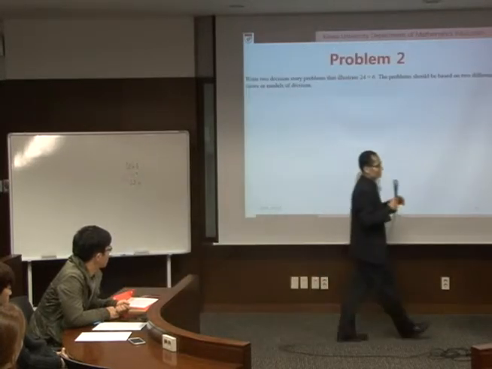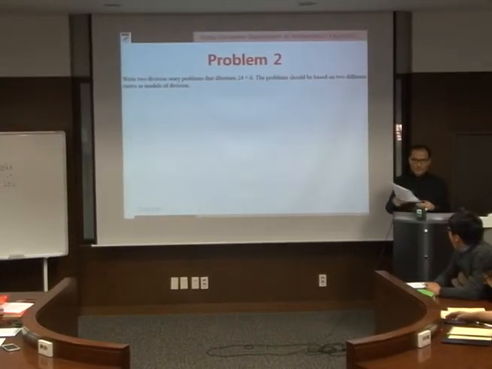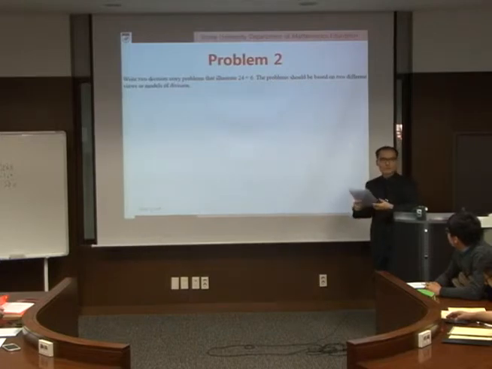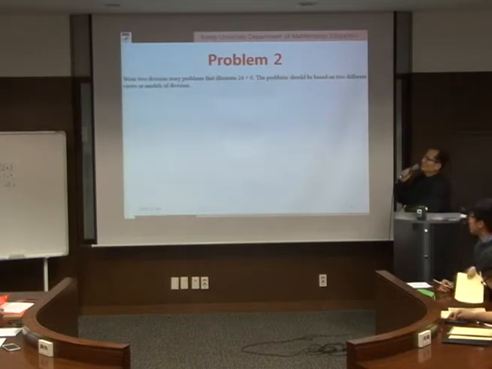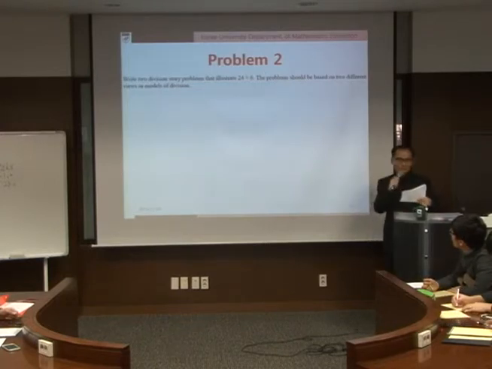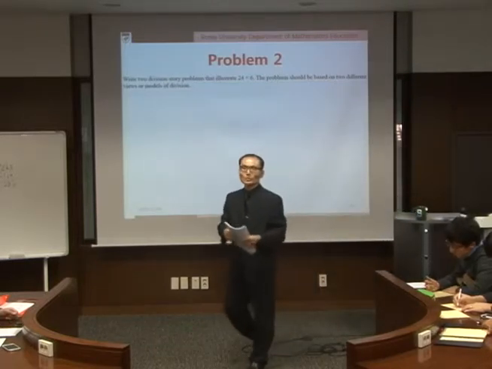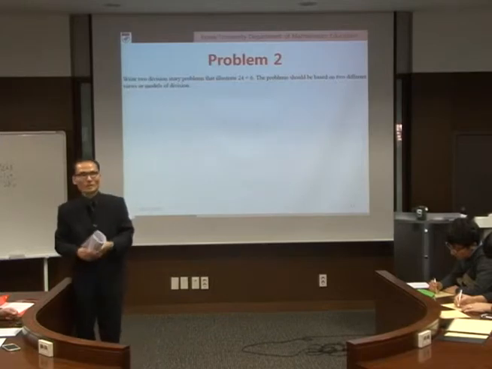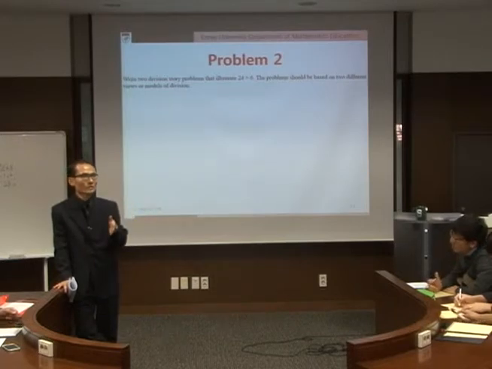What about this one? I'm going to give you 1 or 2 minutes, and then I'm going to give you students' actual responses. First of all, you need to think about it. The problem is: write a 2 division story problem that illustrates 24 divided by 6. The problem should be based on 2 different views, 1 model of division. In elementary school, this is one of the important problems because, as I emphasized many times, division can be interpreted 2 different ways. One is sharing, the other is what? Partitive, right?